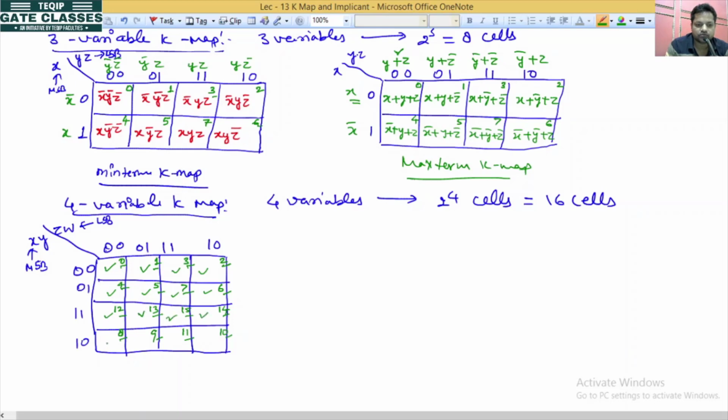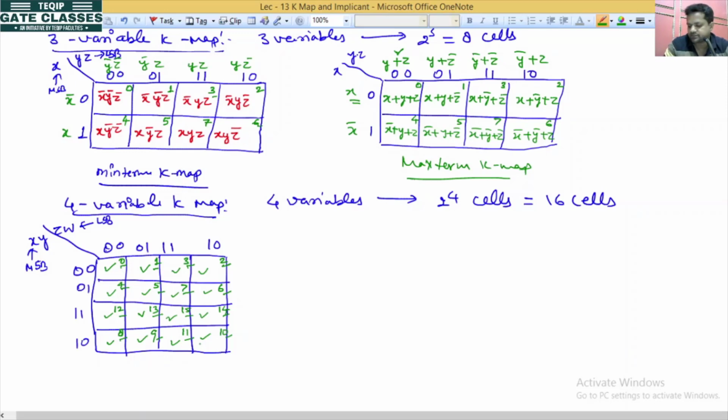While simplifying the function, we will not write the variables. I am just telling you what min term or max term we have considered in each cell. Okay, na? So this is our K map up to 4 variables, how it looks like.